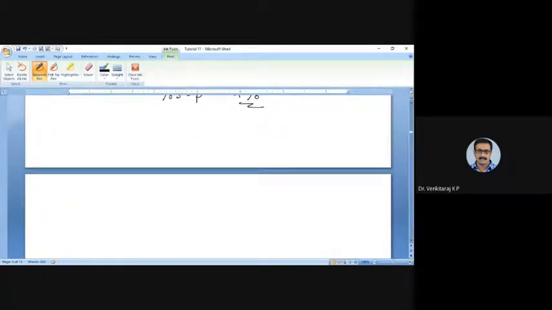So these are the given data, and from this data, what we have to determine is the pump speed, so we have to find N, then the input power required. So these two parameters are to be determined.